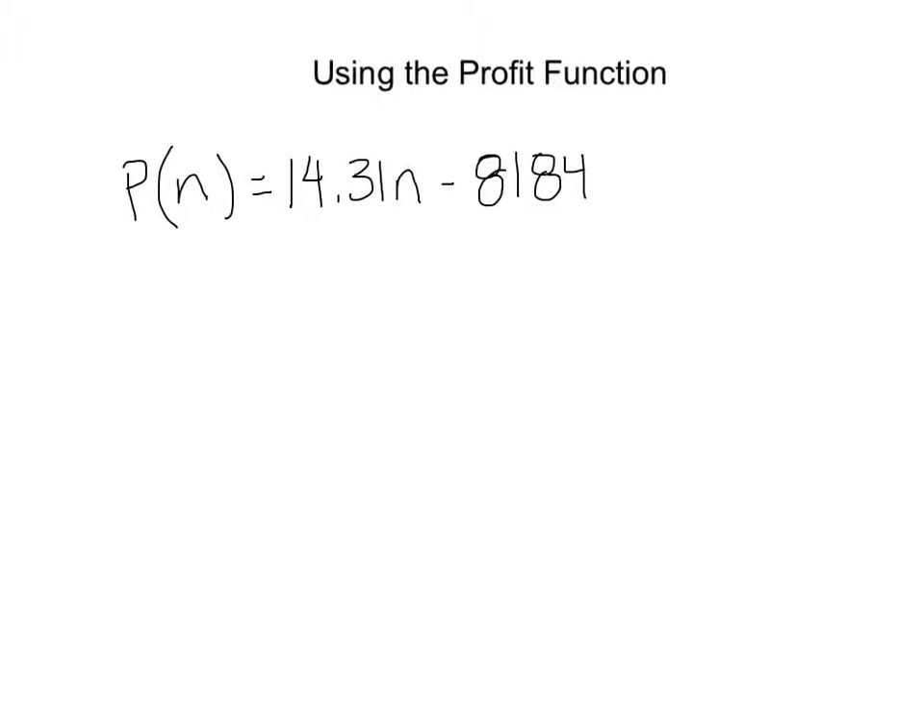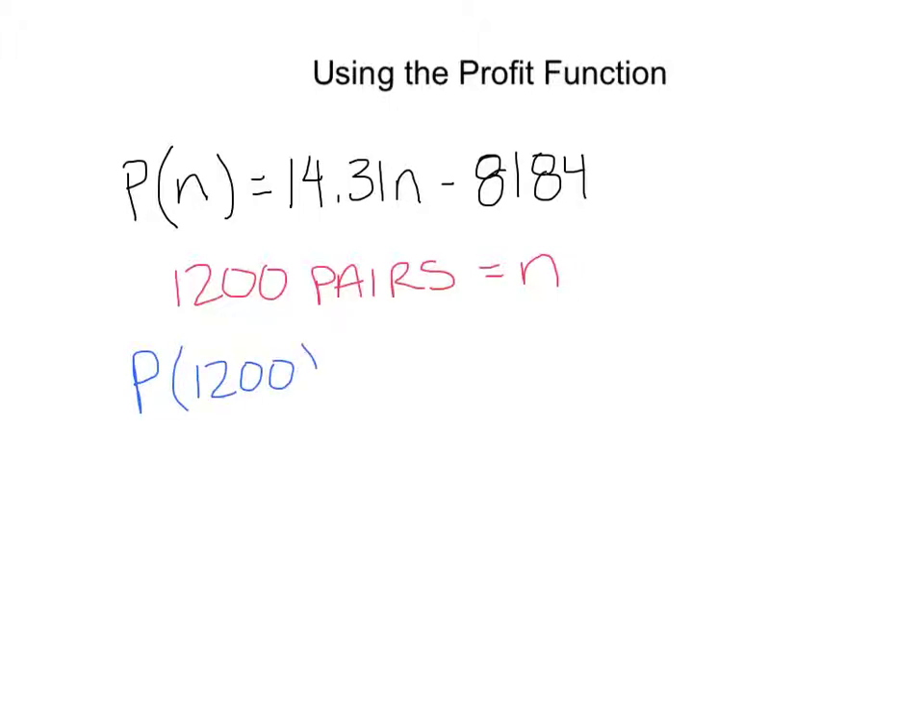So let's say we know that at a particular store or at a particular time we sell 1,200 pairs of jeans. This means we know n. We know that n is 1,200 because n stood for the number of pairs of jeans. So what we're going to do is evaluate P of 1,200. What this means is that wherever you see an n, you're going to put 1,200. So to evaluate this, we're going to have 1431 times, rather than n, 1,200, minus 81.84.